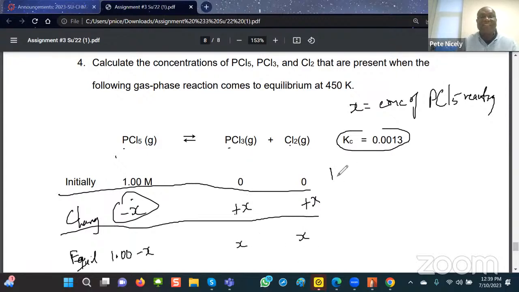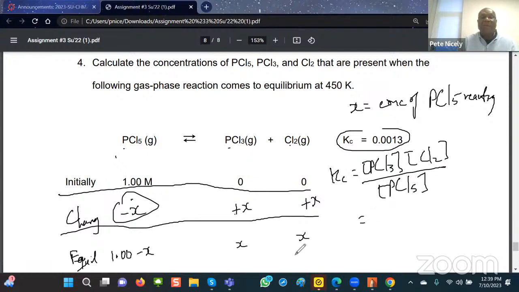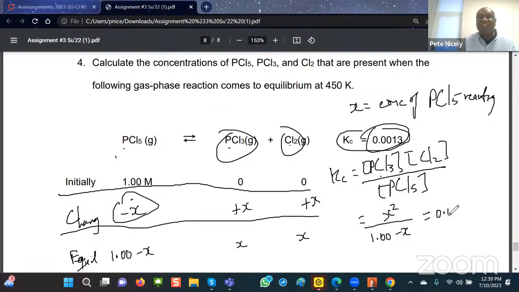So if you were to write down the Kc expression, Kc is equal to the concentration of PCl3 times the concentration of Cl2, all divided by the concentration of PCl5. And then we put the terms in. So PCl3 and Cl2 would be the same. That's X times X. That would give you X squared over 1.0 minus X. And we can set that equal to the value of Kc, which is given right here, which is 0.0013, all right? So this is basically what we have to solve. We have to solve for X, all right?